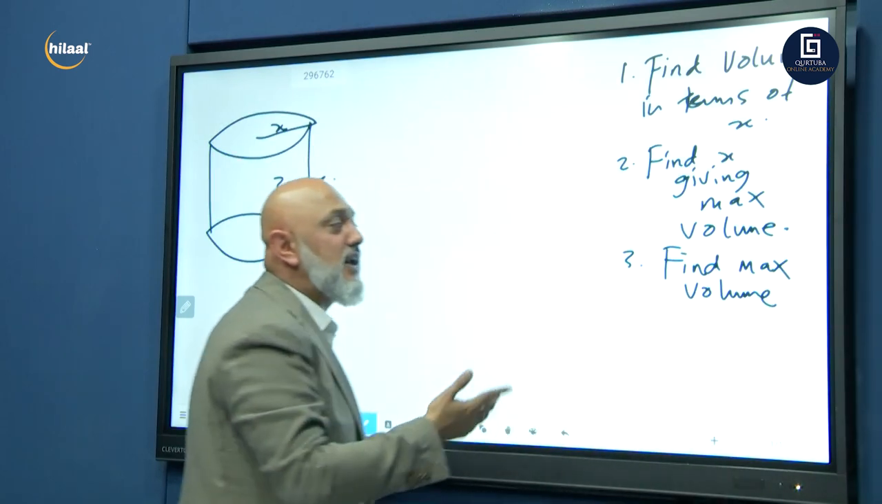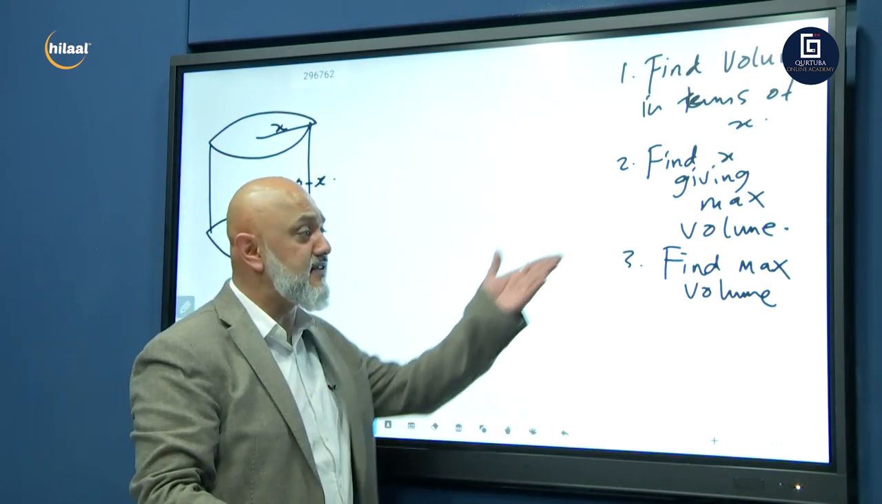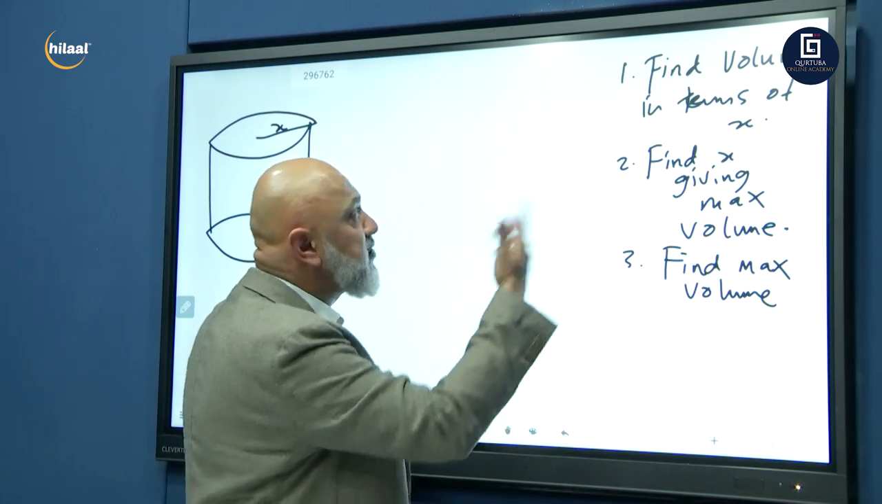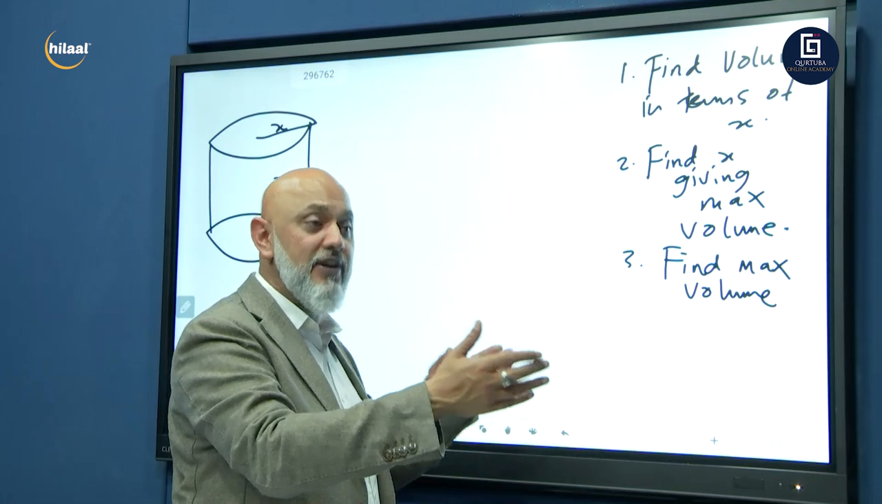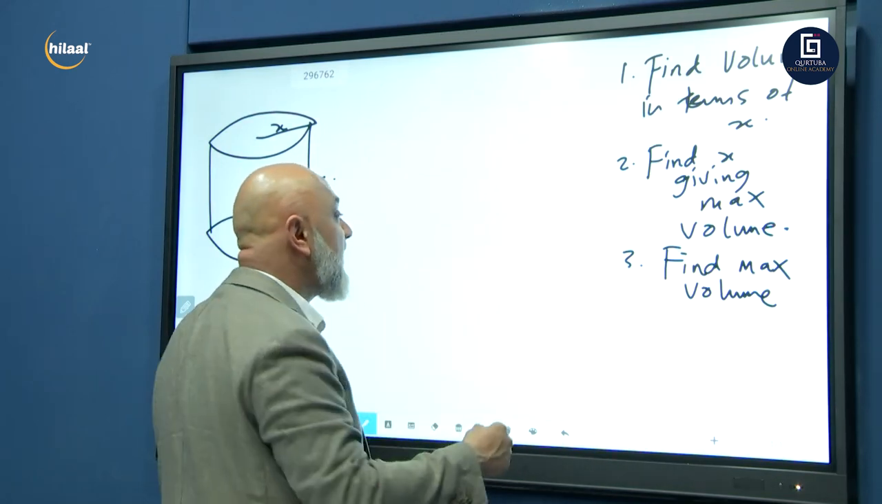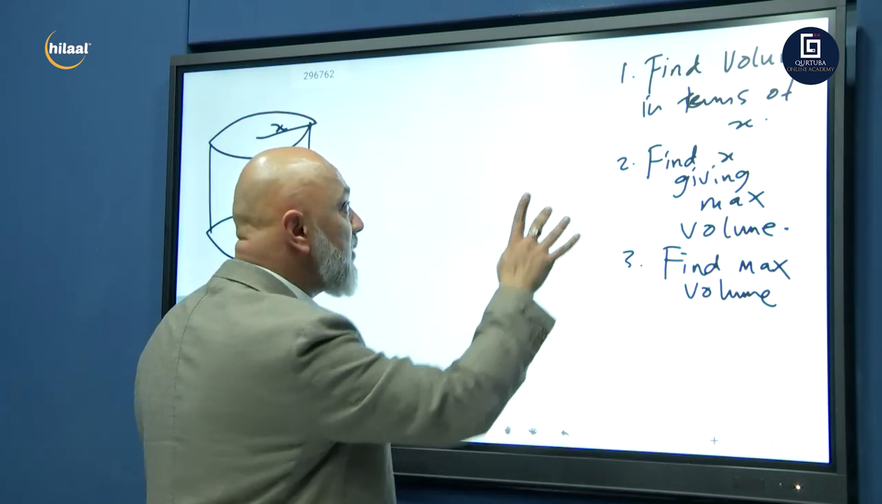You might be asking what happened in the last one. The x fell away when we found the derivative. That was our final answer, so we couldn't go any further. That's why I'm choosing this one in terms of volume, because this will allow us to find a derivative, then find an x, and then plug the x back in. So just follow me.